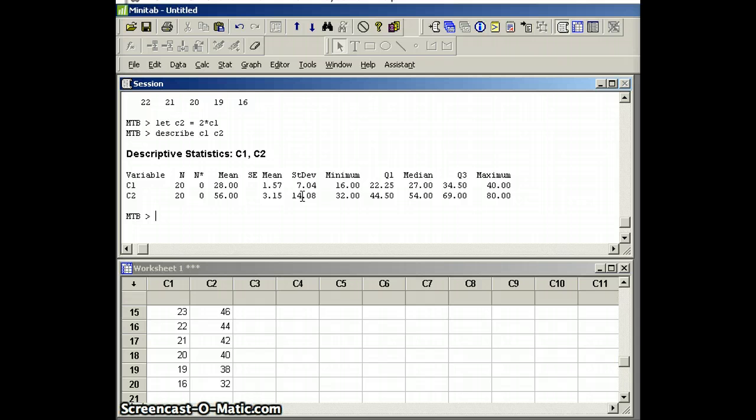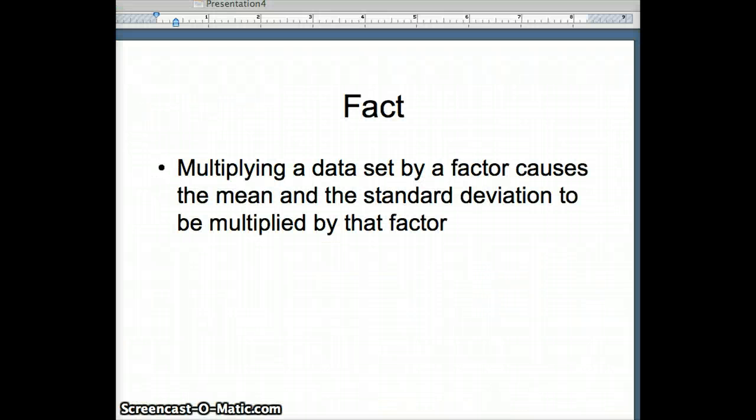So it appears as if multiplying by a number is going to mean that the mean will be multiplied by that number and the standard deviation will be multiplied by that number. So here's our big fact. Multiplying a data set by a factor, in the last example we multiplied it by 2, causes the mean and the standard deviation to be multiplied by that factor. In the last data set, the mean and the standard deviation were both multiplied by 2.